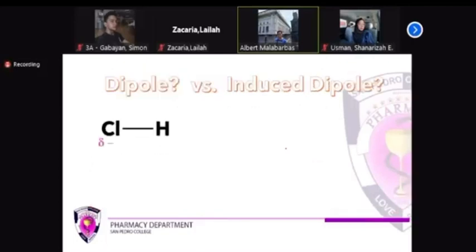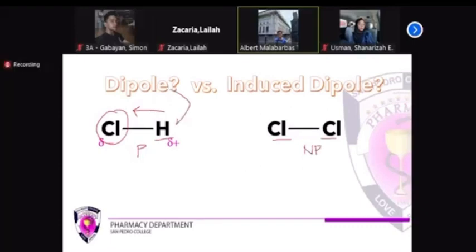So, dipole versus induced dipole. To give you an example, what is an example of a dipole? Dipole means polar molecule. Chlorine is much more electronegative compared to hydrogen, so it attracts the electrons toward itself, and it becomes a polar molecule. On the other hand, diatomic gases are examples of non-polar molecules. So dipole refers to a polar molecule, induced dipole, a non-polar molecule.